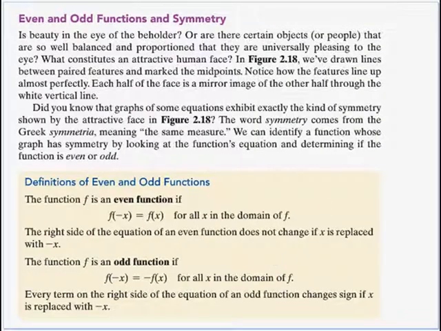I think this is the last topic for this video: even and odd functions and symmetry. I'll let you read through that at your own leisure. I'll get right to the juicy stuff here in the box. The definition of an even function.